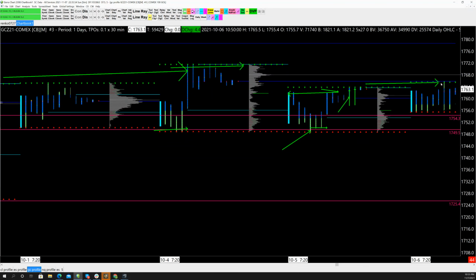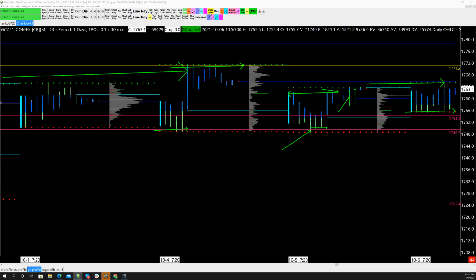We came over and we took out the excess on top, right? Now see all these lows? That 1756 needs to be fixed, okay? So it's either going to come back and take care of the 1756, or it's going to take care of the 1771, one of the two. So let me show you how I would do this in real time.